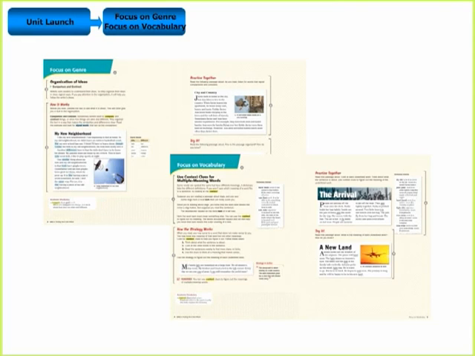Following the unit launch, it's time to move on to the Focus on Genre and Focus on Vocabulary lessons. Both of these lessons provide the front-loading necessary for students to be successful with the selections they are about to read within the unit. In the Focus on Genre lesson, students learn about the aspects of a genre, or the defining elements or underlying structures of the genre, and the Focus on Vocabulary lesson provides explicit instruction for a vocabulary strategy that students will apply across the three selections in the unit.